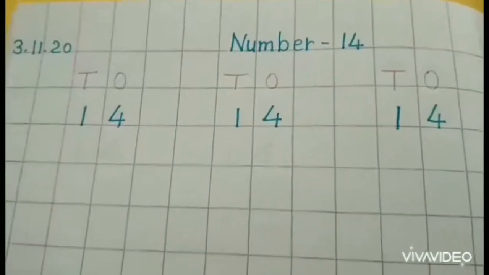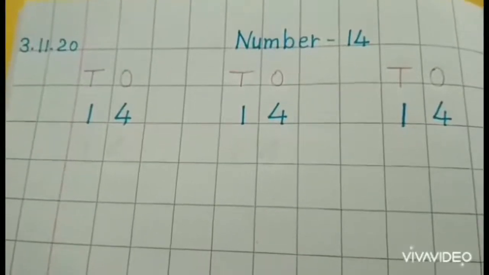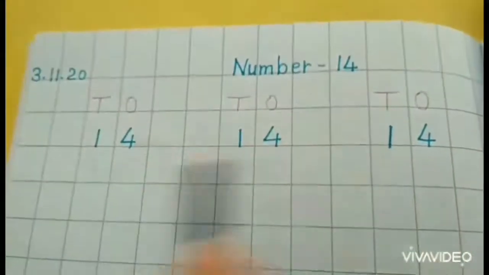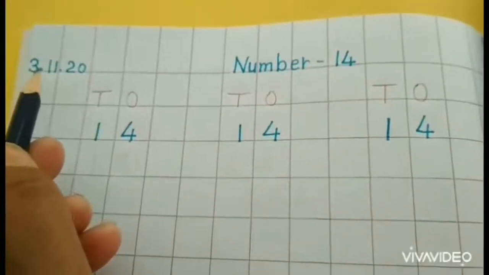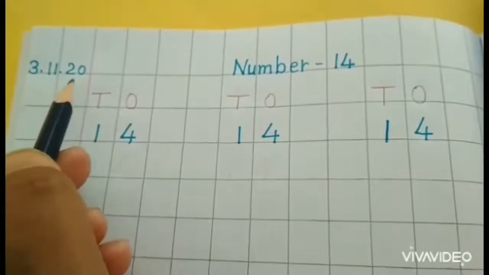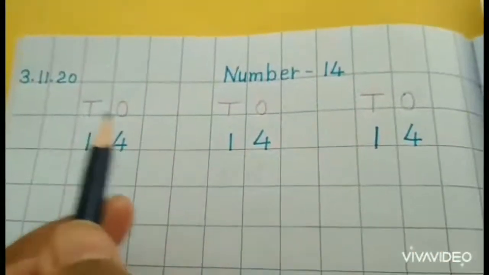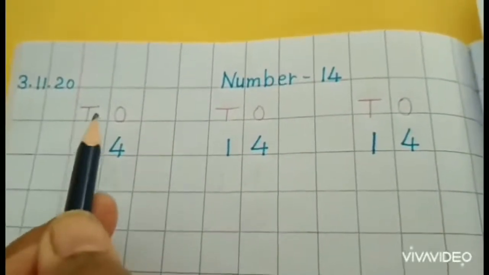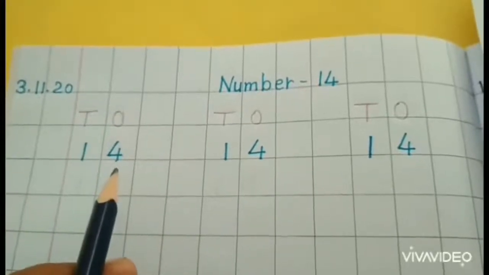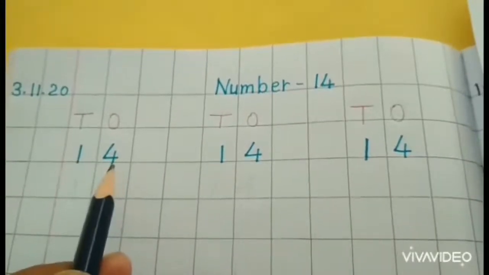Then we will do one activity. Children, today we will write number 14 in our math square line notebook. Today's date is 3.11.20. Number 14. T-O, tens, ones. We will write number 1 under T and number 4 under O. 1, 4, 14.